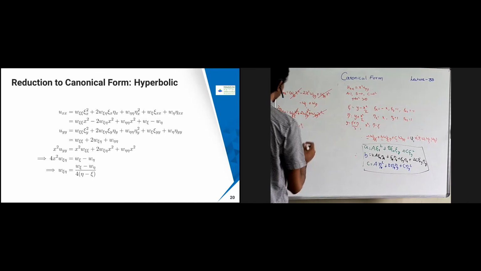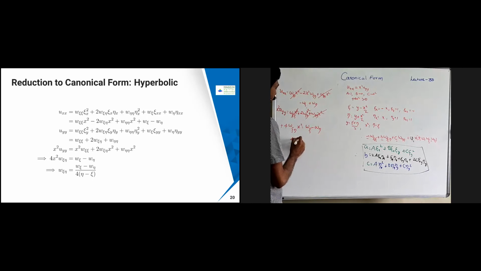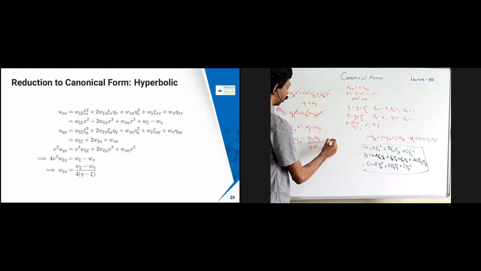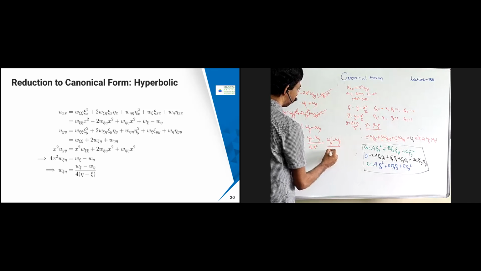So what I'm going to get is u chi w chi minus w eta is going to come. So this one I can write as 4 w chi, or I can just bring it on the other side. Okay, I bring this over this side. W chi minus w eta divided by 4x square is going to come. But what is 4x square? X square I already written here. Okay, w chi minus w eta divided by 4 into eta minus.